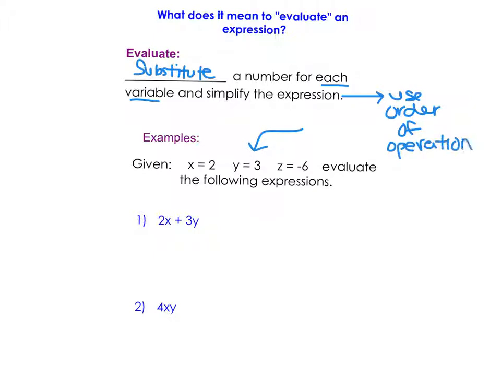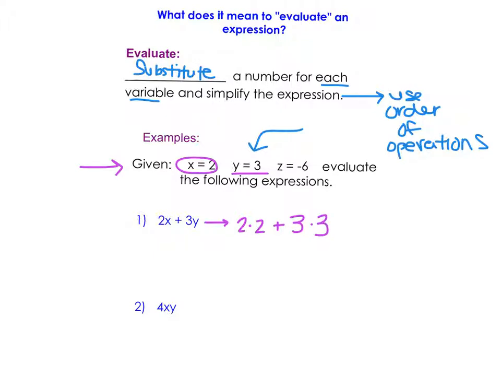So down below you see two expressions. The first one says 2x plus 3y. And you can see that up here in the instructions we're given the values of both x and y. So when we're asked to evaluate, we're going to substitute in values for x and y as we rewrite this expression. So here we have 2 times the x value right here is 2, plus 3 times the y value is 3.